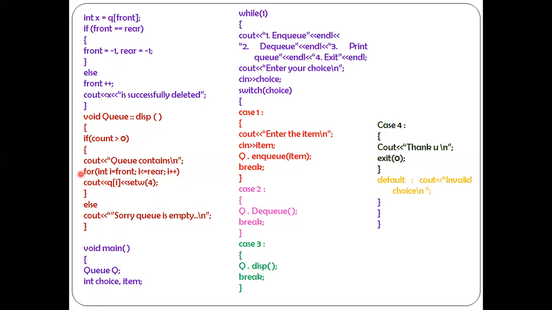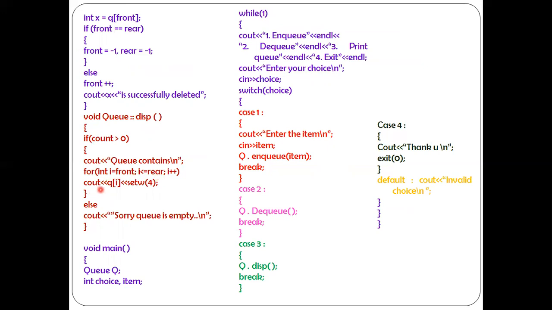Then comes for int i is equal to front; i is less than or equal to rear; i plus plus. What is the value of front? Front is 0. What is the value of rear? Rear is 1. Q of 0, Q of 1, Q of 2: the maximum size of Q is 3. So rear is 1 and front is 0. 0 is less than or equal to 1.